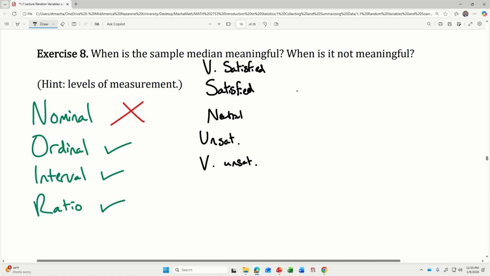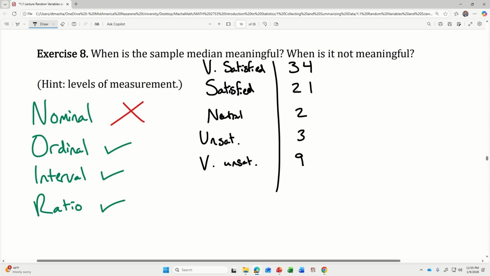Okay, so this is my survey. I can categorize people into one of these 5 groups. And let's say that it looks like this. Let's say 34 people said they're very satisfied, 21 people said they're satisfied, 2 people said they're neutral, 3 people said they're unsatisfied, and 9 people said they're very unsatisfied.